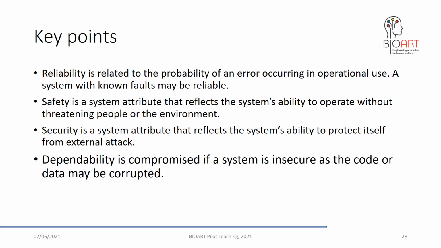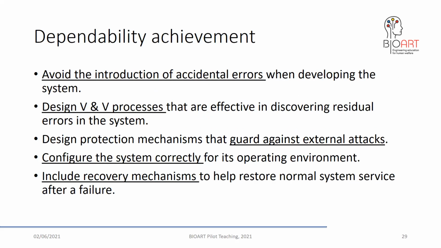Safety is a system attribute that reflects the system's ability to operate without threatening people or environment. And security is a system attribute that reflects the system ability to protect itself from external attacks. To achieve dependability, what we could do, we should try to avoid the introduction of accidental errors in the design of the system. We should pay attention to verification and validation processes.